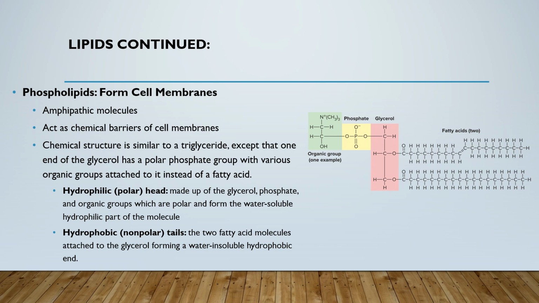Phospholipids have a hydrophilic, or polar, head that is composed of glycerol, phosphate, and organic groups. It is polar and water soluble and interacts with aqueous environments inside and outside the cell. Hydrophobic, nonpolar tails are the other region of a phospholipid and are made of 2 fatty acid chains attached to glycerol. They are nonpolar and water insoluble, and they avoid water and face inward in membranes.